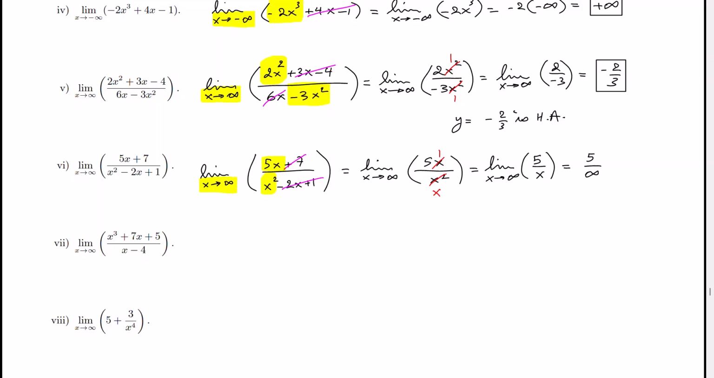And this is what we mentioned earlier in the theorem. When you have 5 divided by infinity, a small number divided by a really, really large number, the answer is going to be equal to 0. And as you can see, it's not infinity. The result is 0 in this case. So what do we say at the end? We say that y equal to 0 is a horizontal asymptote of the function (5x + 7) divided by (x squared minus 2x plus 1).